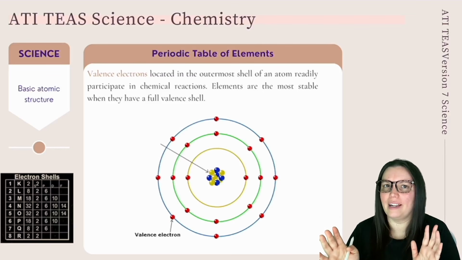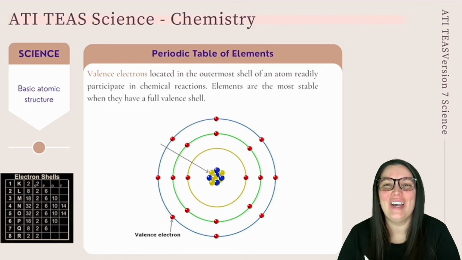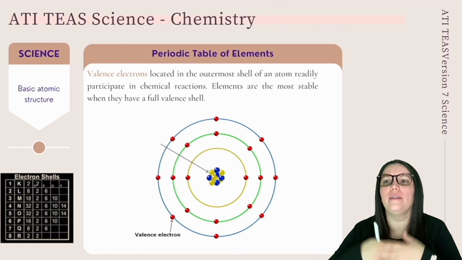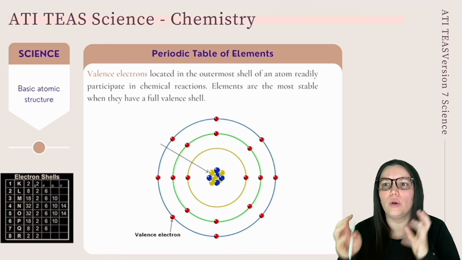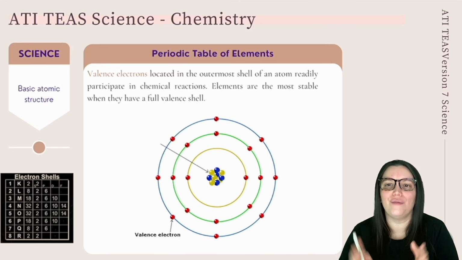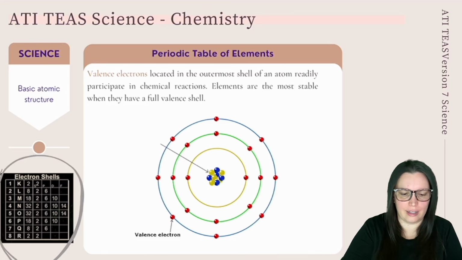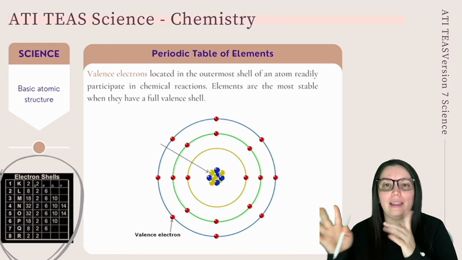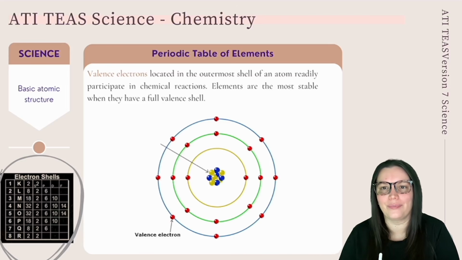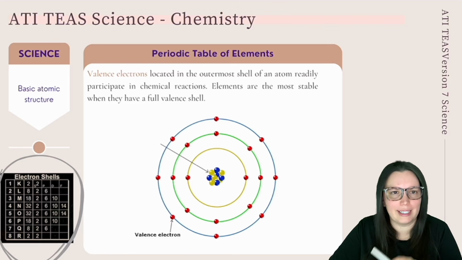So we've been talking a lot about electrons, and we've been using the term valence electrons. What the heck does that mean, right? Valence electrons are located on the outermost shell of an atom, readily available to participate in chemical reactions. Elements are the most stable when they have a full valence shell. So again, I included that orbital shell down here at the bottom of your screen to let you know each orbital should have this many electrons in their shells. Elements such as helium have a full valence shell and they are extremely stable.